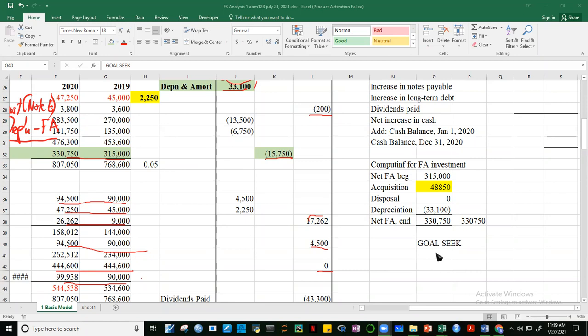So today, guys, we're going to learn how to make use of goal seek. Ang gagawin natin sa goal seek, hindi tayo magko-compute. We will let Excel compute. Ang sasabihin natin kay Excel, kasi ang lumalabas dito 281,900. Can you make this equal to 330,750 by changing this cell? Kasi walang value to ngayon, no? Lagyan mo nga ng value to para itong net fixed asset end namin maging 330,750. So that's what we're asking Excel to do.